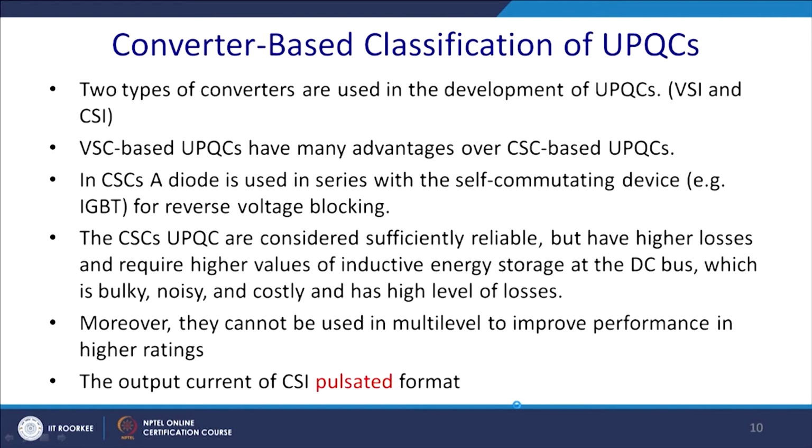So, based on this classification, let us understand how UPQC works and which one you will choose and why those first classifications have been put in. Two types of converter are used in the development of the UPQC, as I have told repeatedly. One is VSI, another is CSI, but CSI we do not use very much, VSI is preferred.